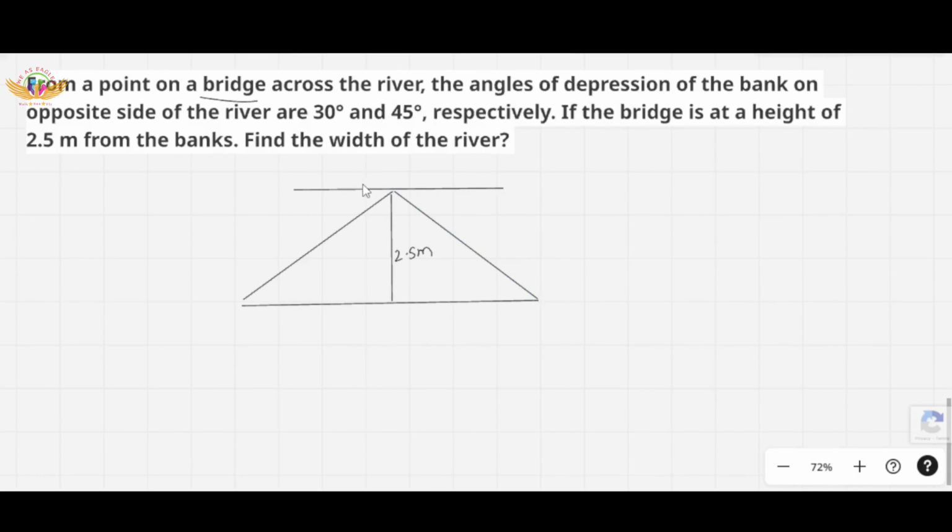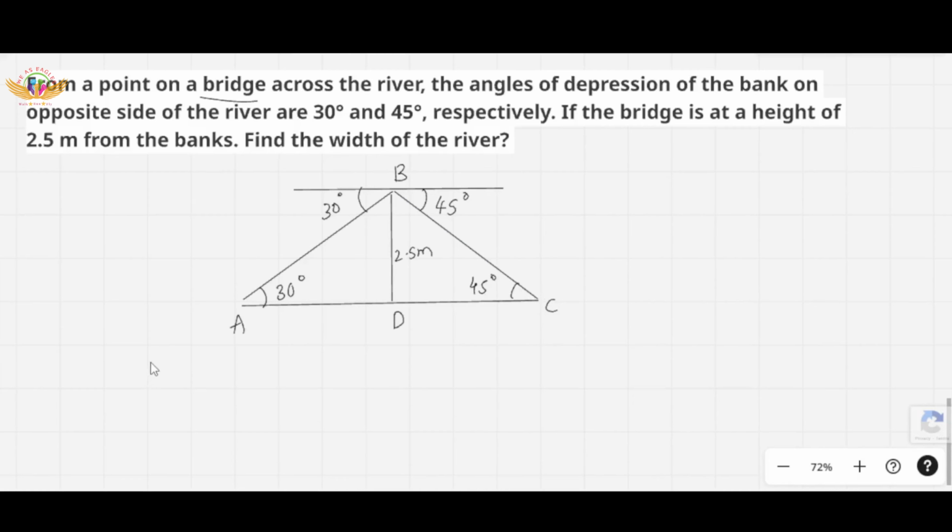Done. So here, first they told 30 degrees, and the second angle of depression is 45 degrees. If I take A, B, C as a triangle and this is the point D, we have to find the complete width of the river, that is AC. Same thing here, the alternate angles will be equal. So angle A will become 30 degrees here, and angle C will become 45 degrees.